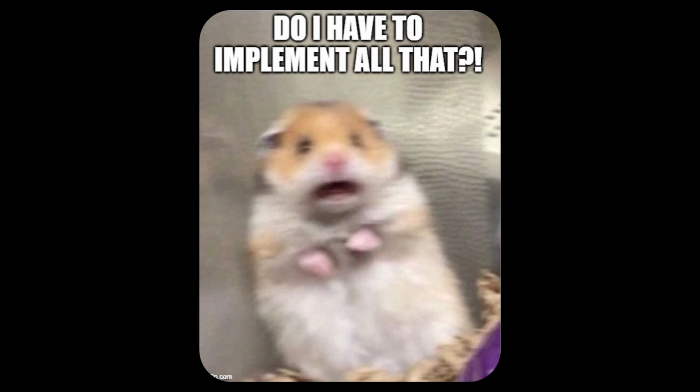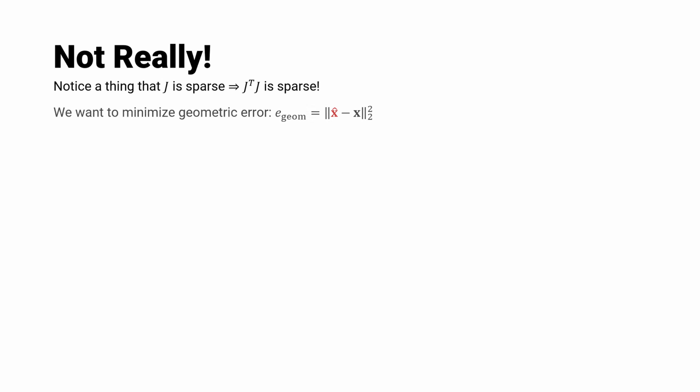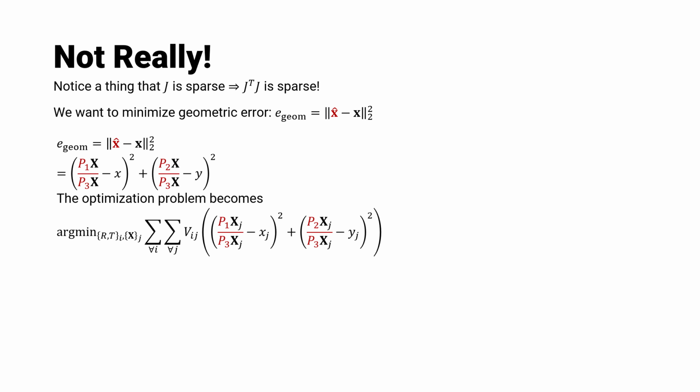You might be wondering, do I have to implement all this stuff for myself? Do I really have to go ahead and do this? The answer is not really. Since we know that J is sparse, we know that J transpose J is sparse. We want to minimize the geometric error, and the geometric error looks this way. The optimization problem is basically minimizing the reprojection error, and we add a little term here called the visibility matrix V. This visibility matrix is what is used for sparsity, which says, okay, does this link exist? Is it a non-zero element, or is this a zero element, right?